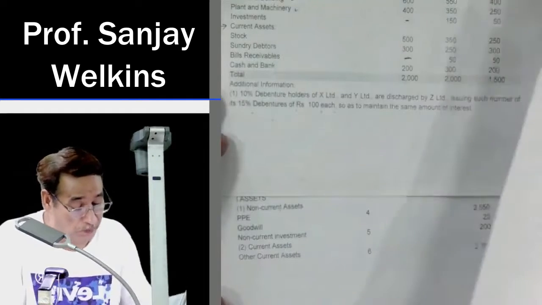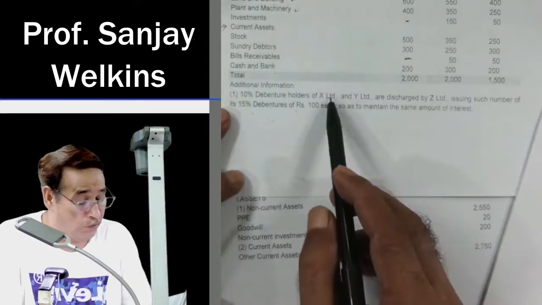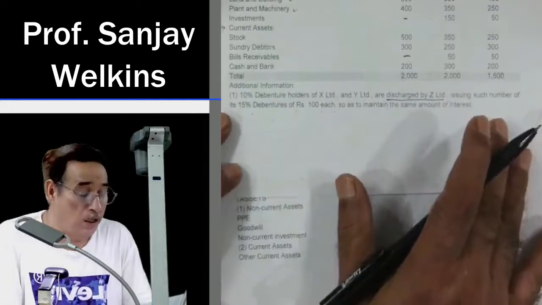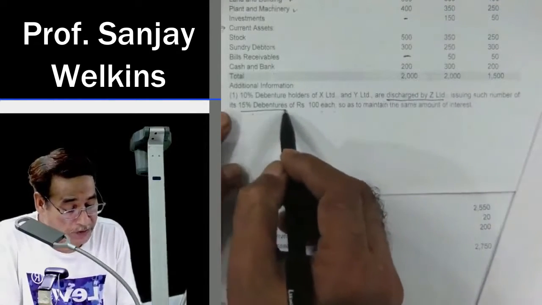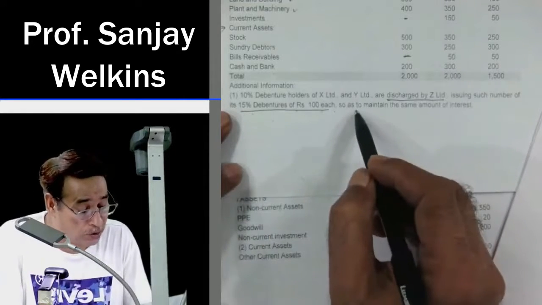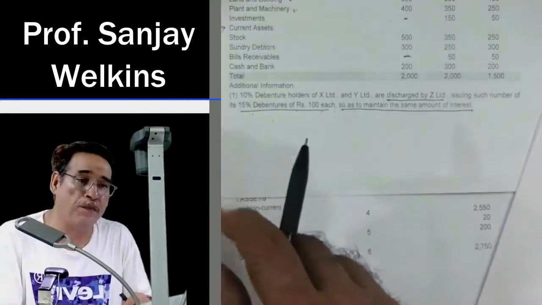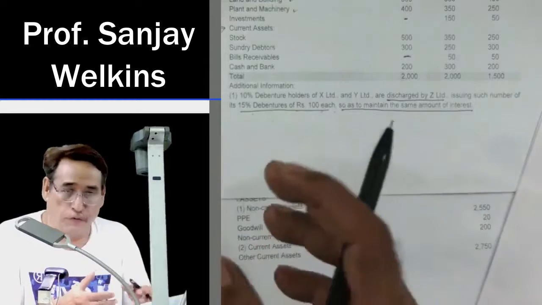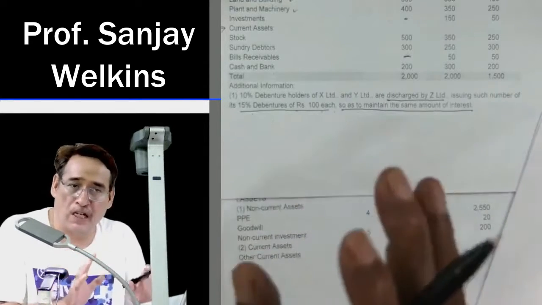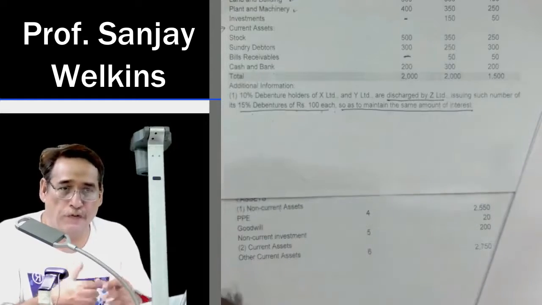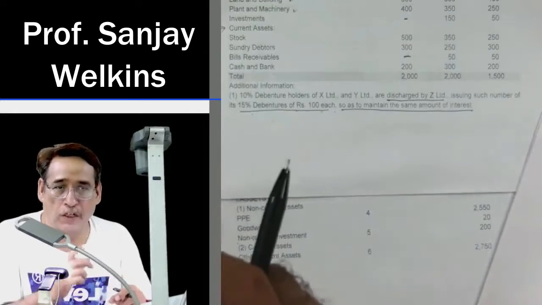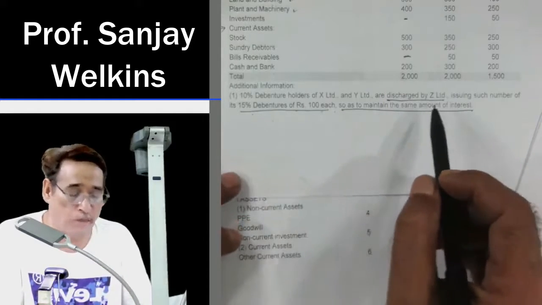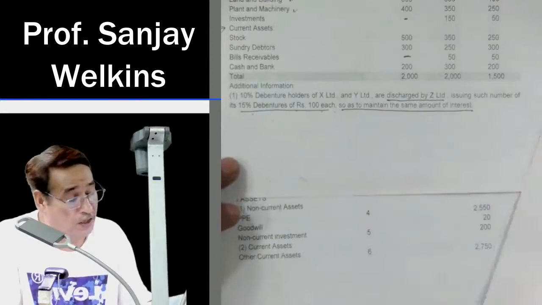Now go through the question. 10% debenture holders of X and Y Limited are discharged by Z Limited, issuing such number of 15% debentures of 100 each so as to maintain the same amount of interest. That means Z Limited has decided that after taking over the debentures of X and Y Limited, we will discharge this debenture. And for the same, we are going to issue 15% debenture, but we will issue it in such a manner that interest payment remains the same, so as to maintain the same amount of interest. What does it mean?